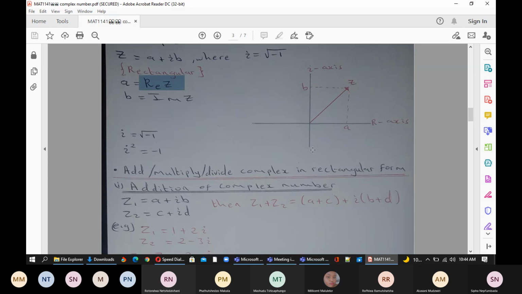Okay, what is an imaginary number? An imaginary number is a complex number that can be written as a real number multiplied by the imaginary unit I.